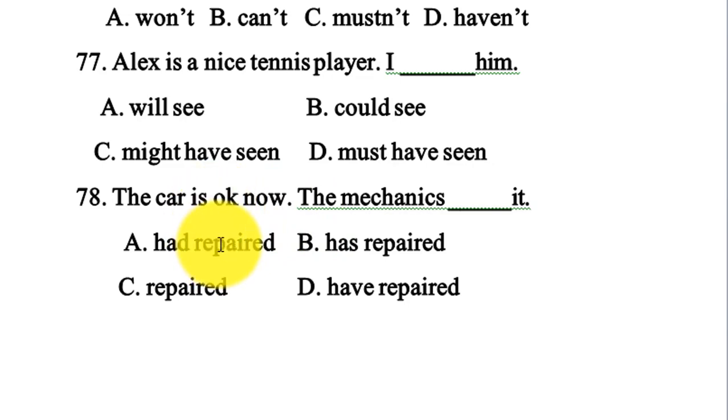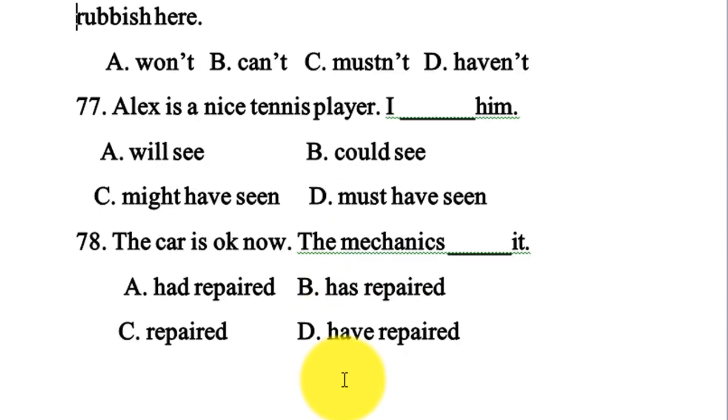It is not past perfect result, and it is not simple past result. Since we are using have and has, because mechanics is plural, we use have. Yes, have. Fine, let's come to the next question.